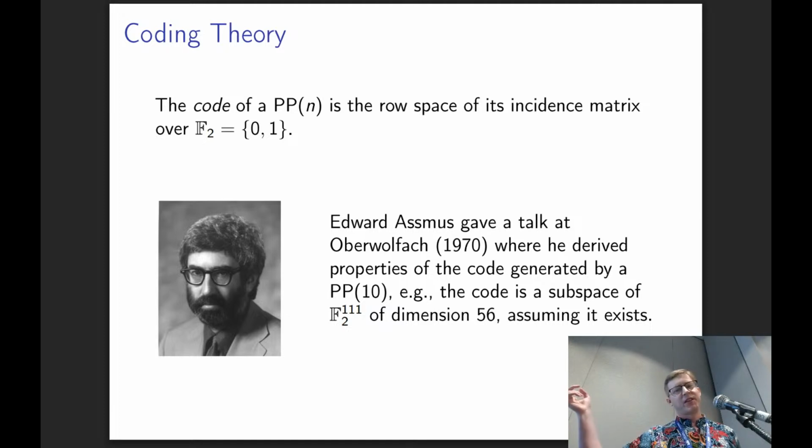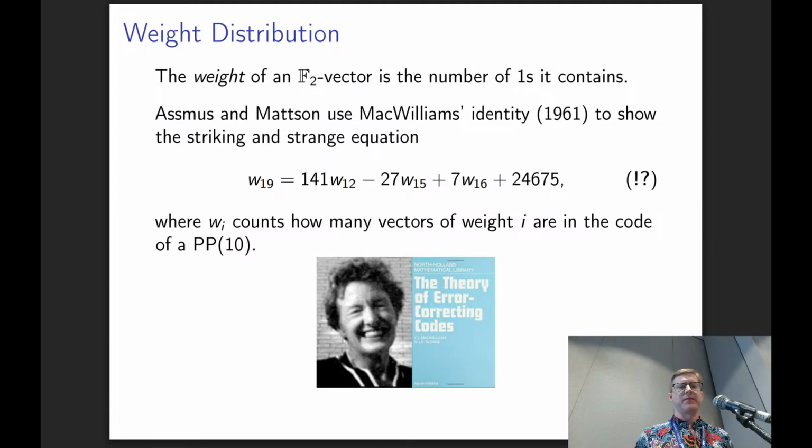For example, the dimension would have to be exactly 56, right? So he was able to prove this, that the vector space, the row space, would be dimension 56. You can actually prove more. You can actually do things looking at the weights of the code words.